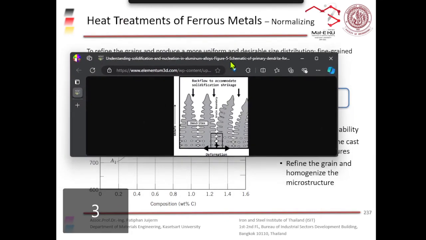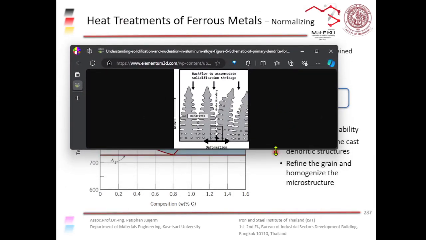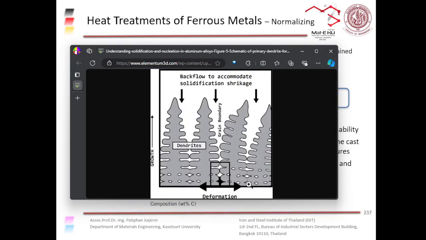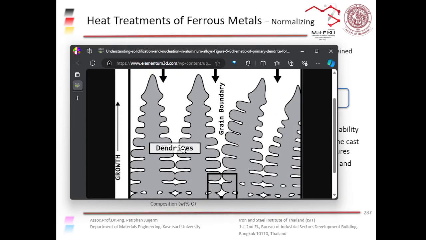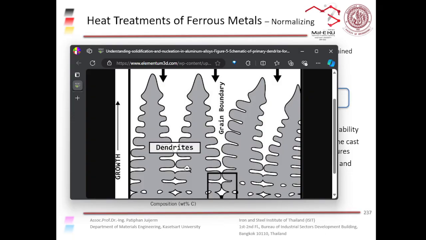Okay, so this is the dendrite structure that I talked about. Here is the wall of the casting mold, right? So the casting will start to grow from the wall of the casting mold, and it will grow in this sort of tree structure. So it sort of looks like a cross section of a Christmas tree, right? The fir tree.